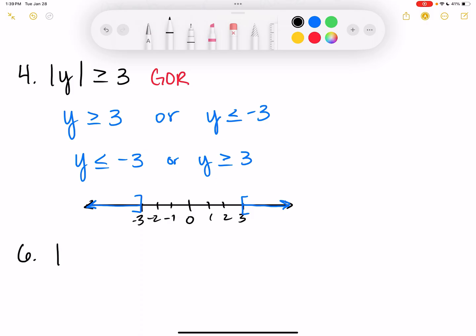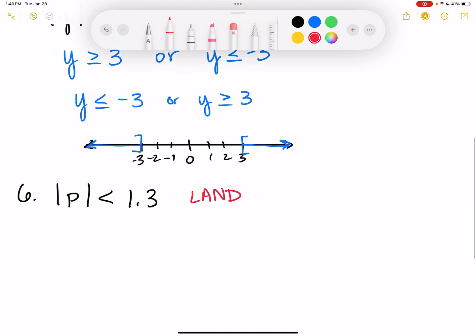Six, the absolute value of p is less than 1.3. All right, so this is a less than, so this is an "and" problem. So what happens is, since this is positive over here, when I rewrite this, I write -1.3. So whatever the number is, I write it as a negative. Keep the symbol the same way. So less than p, less than, and we copy it down 1.3. Okay, so basically it gets copied down exactly, and then we have whatever the number was with a negative in front, and the signs are facing the same direction.